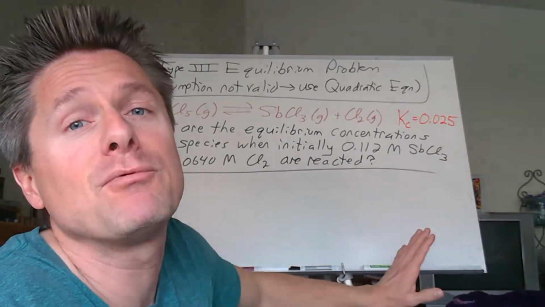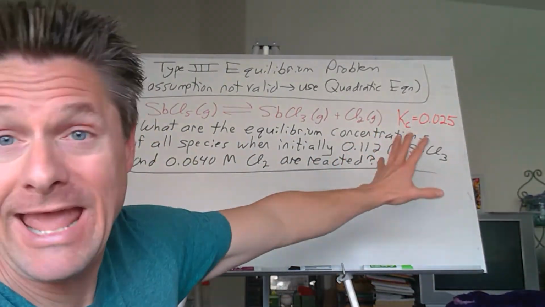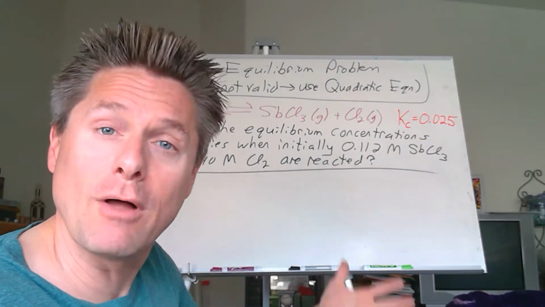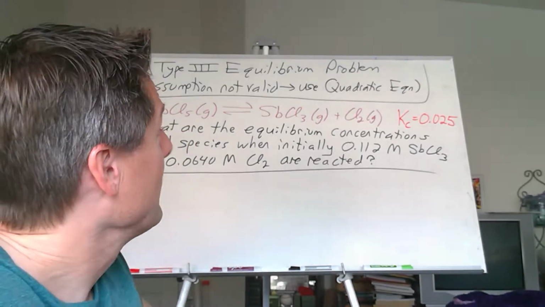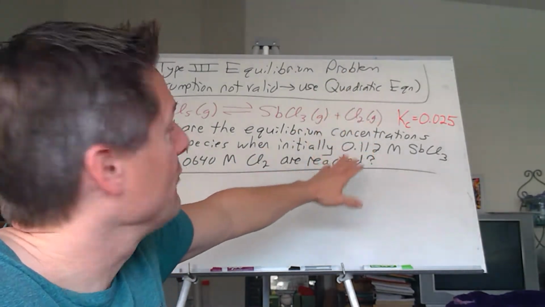How do we know this is a type 3 problem? One, we're given K, and we're given initial amounts, and we're solving for equilibrium amounts. That's the definition of a type 3 problem, right? We just don't know whether we need to use the quadratic or not.